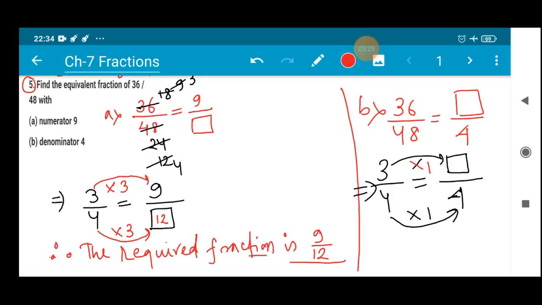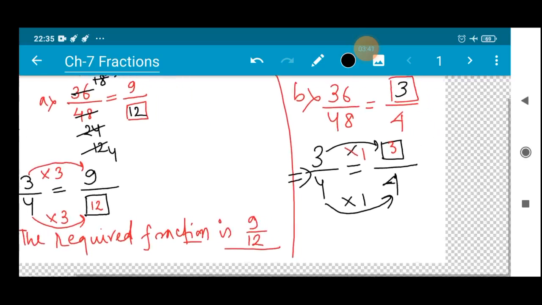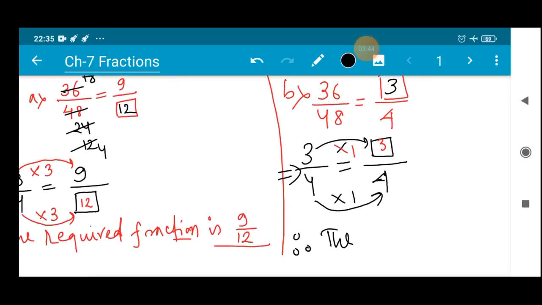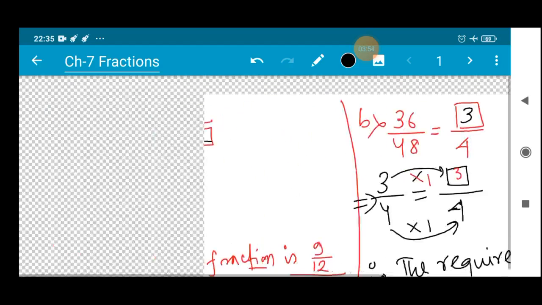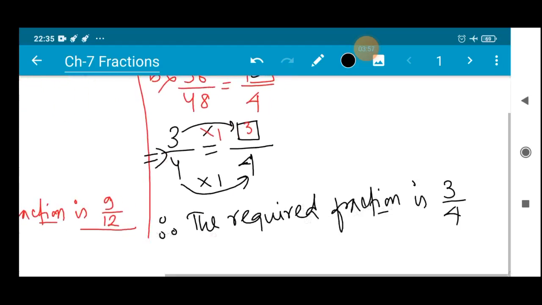So what are you going to get? 3 1s are 3. Why are you multiplying by 1? Because in the denominator you have multiplied by 1, and in the numerator also you will be multiplying by 1. So 3 1s is 3. So here the answer is 3 and here the answer is 4. So you will write at the last, therefore the required fraction is 3 by 4, in which they asked us to make the denominator 4. I have done the same thing, 4, and the numerator which was missing is 3.